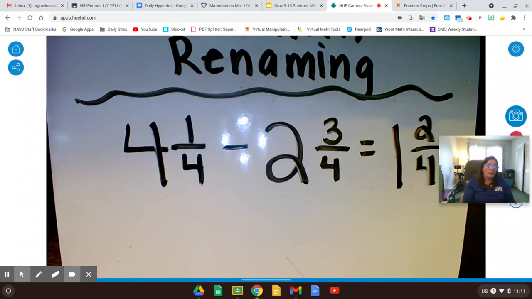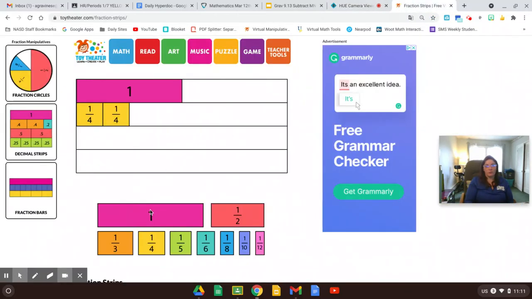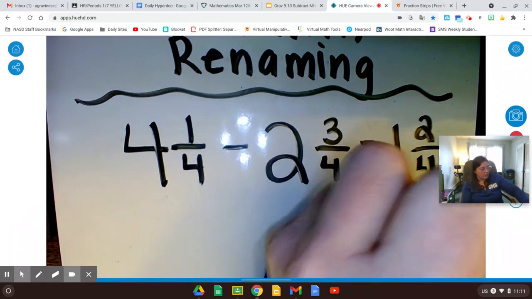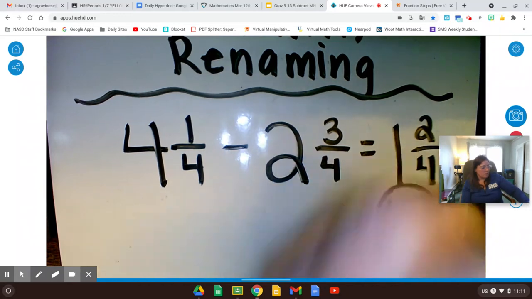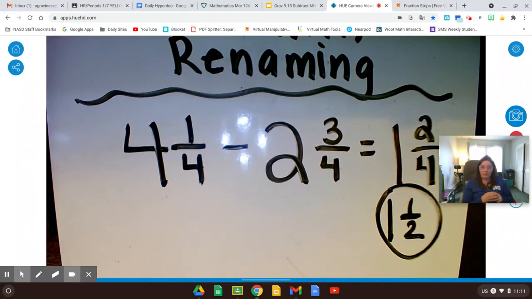Now, I'm hoping that a lot of you are looking at that 2/4 thinking that can be simplified into a half. And you're right, it can be. 2/4 is the same thing as a half. So my final answer in simplest form is 1 1/2.